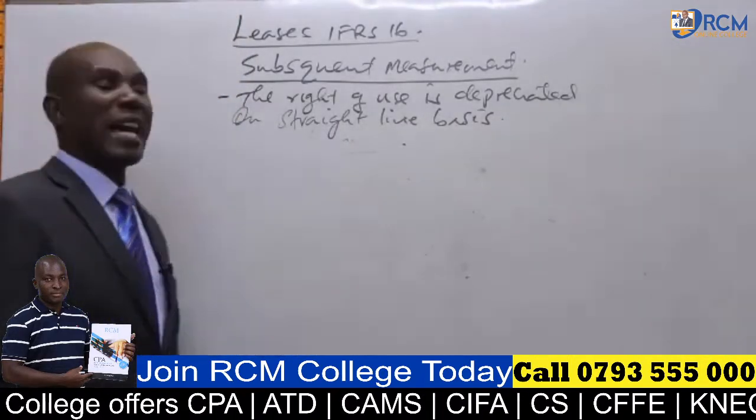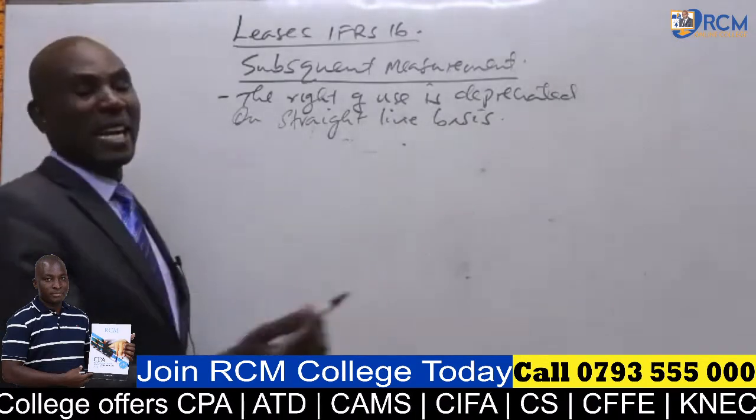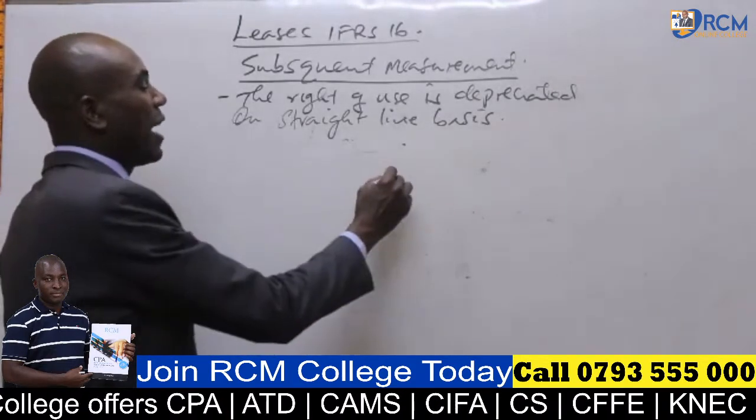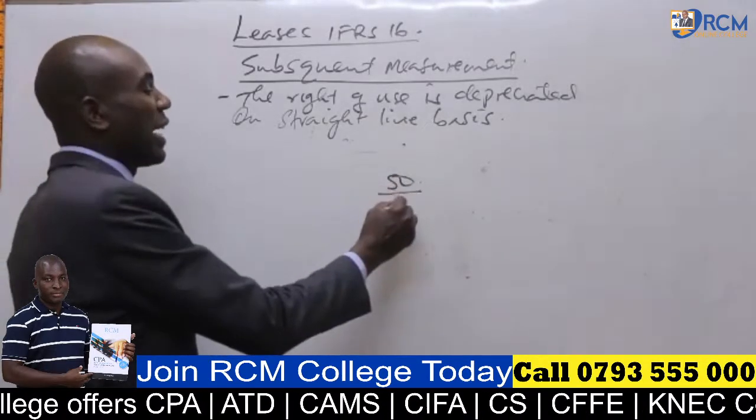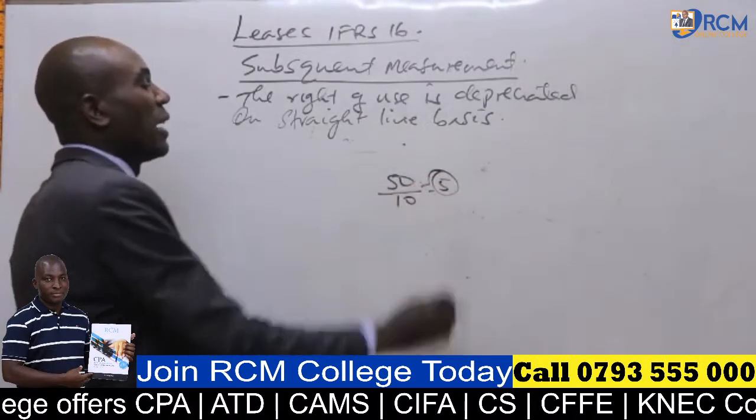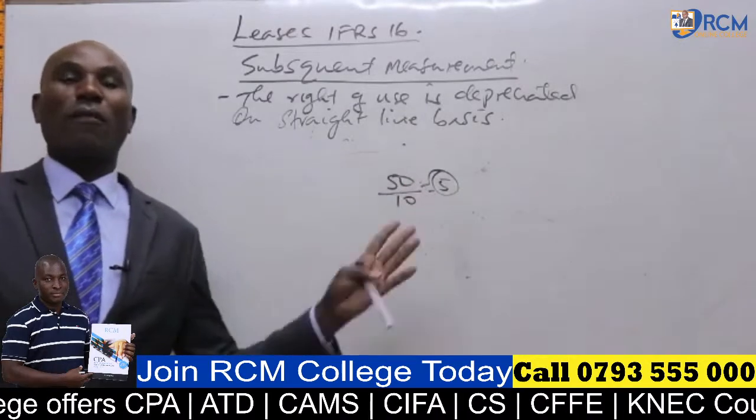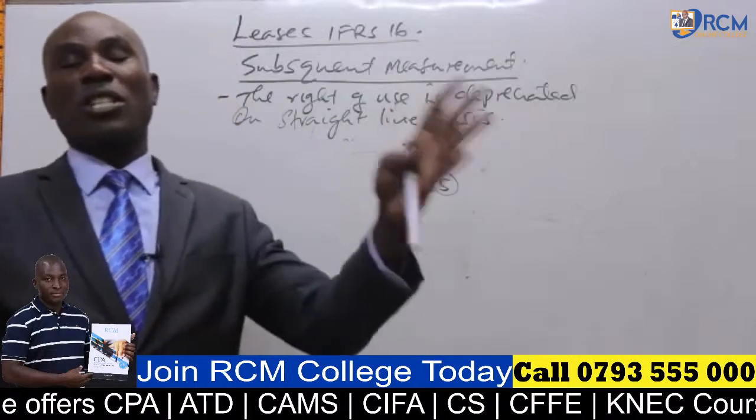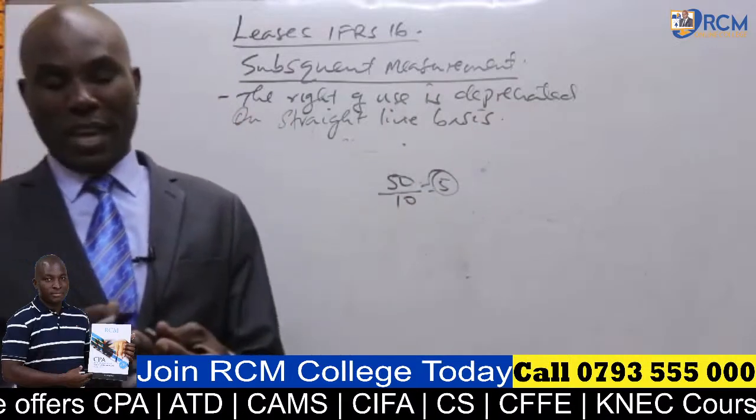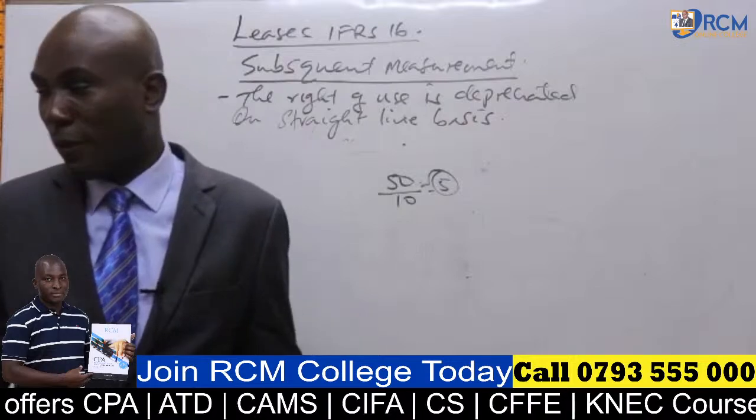Straight line means, for example, I'm taking the asset for 10 years. The value on initial recognition is 50. Therefore, with straight line, I divide by 10. Each year, I'm recognizing depreciation of 5 million. That is what we mean by straight line, cost over the useful life of the asset.